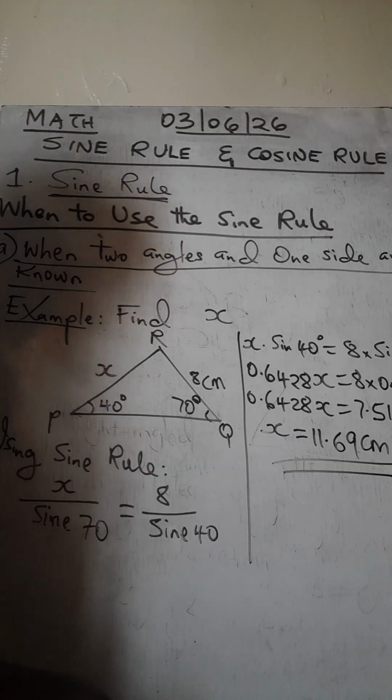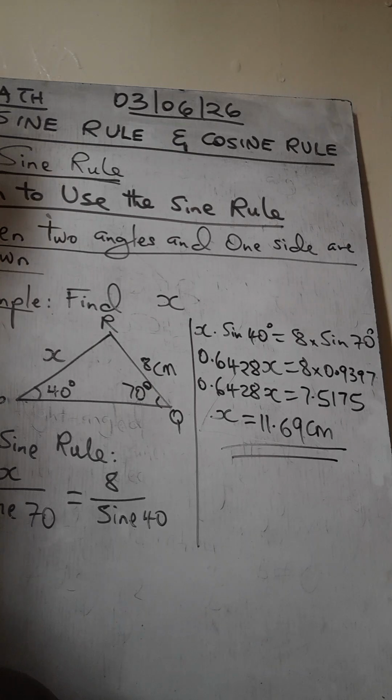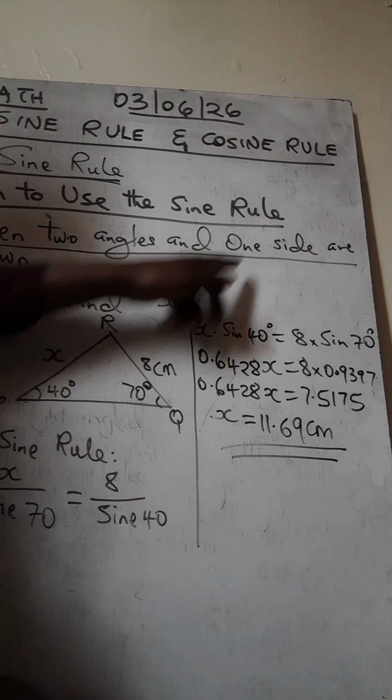So that is the first case or the first scenario when you are supposed to use the sine rule. Two angles given and one of the sides.